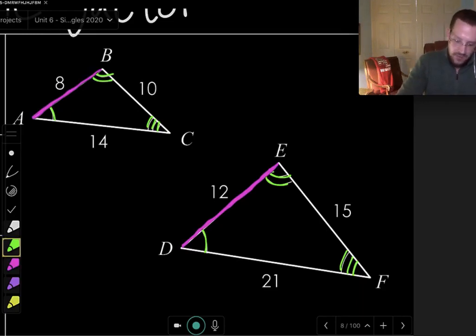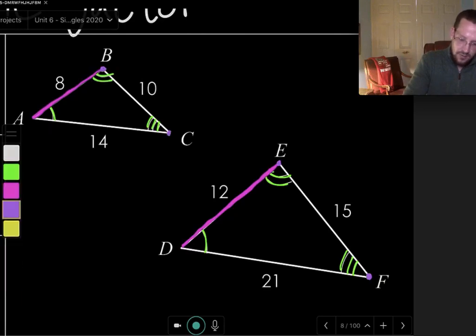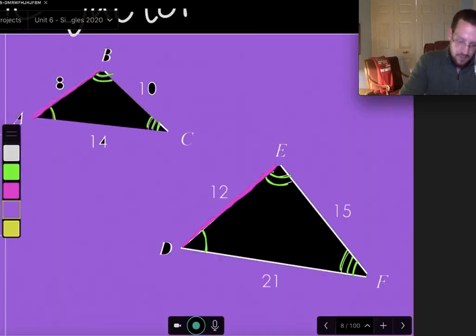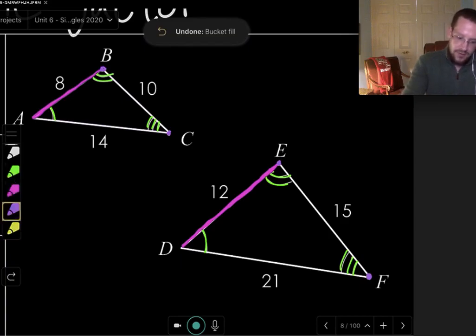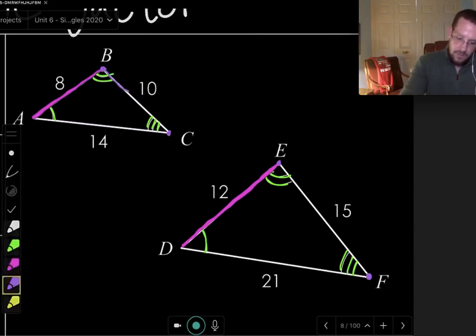Let's pick EF and BC. Here's BC, and here's EF. And what are we going to do?